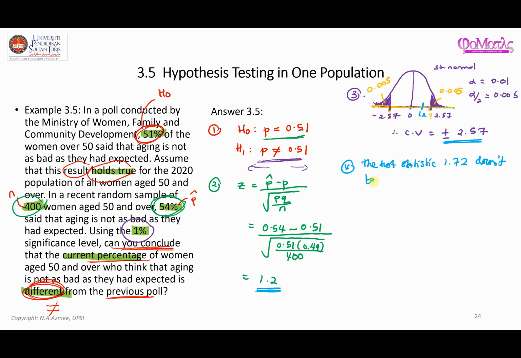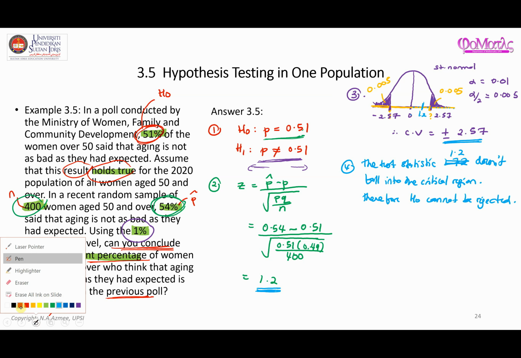doesn't fall into the critical region. So where is the critical region? The critical region is either this side, the purple area on this side, or this side. So the test statistic 1.2 doesn't fall into the critical region. Therefore, H null cannot be rejected.